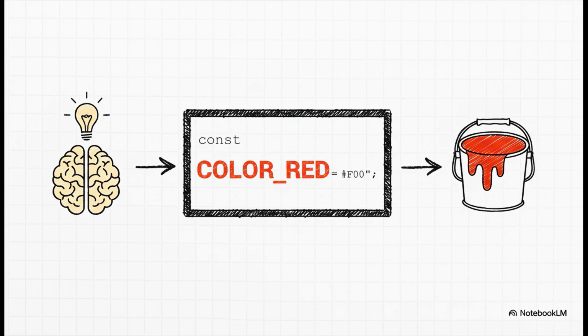Now, here's a little pro tip, a convention that pretty much every developer follows. For constants that hold values you already know before you even run the code, like a specific color code or a setting, it's a best practice to name them in all capital letters using underscores to separate words. That way, when anyone sees color_red in the code, they instantly know it's a hard-coded, unchanging value.